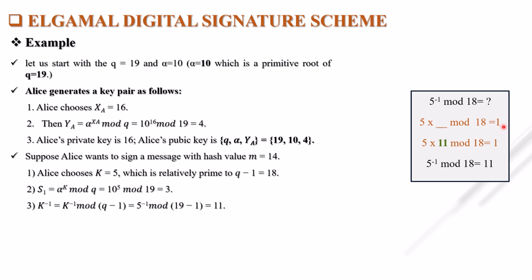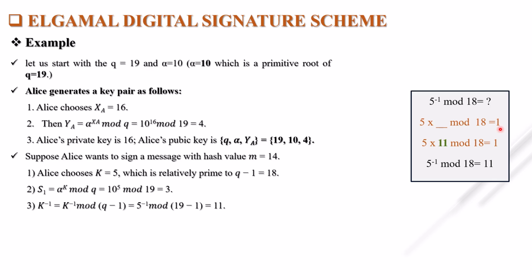If I start from 1, 5 into 1 is 5. 5 mod 18 is equal to 5, not 1. Okay. If I take 2, 5 2s are 10. 10 mod 18 is 10. If I take 3, 15 mod 18 is 15. If I take 4, 5 4s are 20, mod 18 is equal to 2. Suppose I take 10, so 50 mod 18 does not equal 1. You have to check all possible numbers starting from 1.